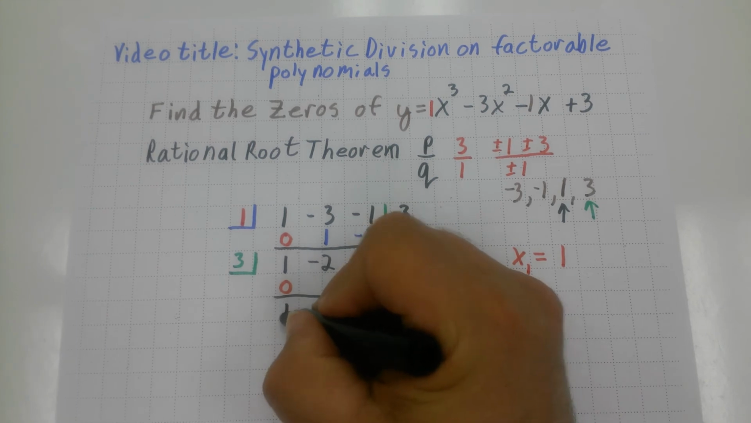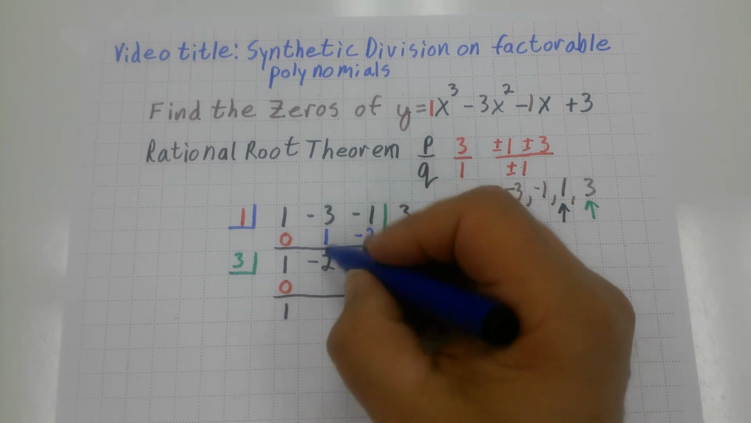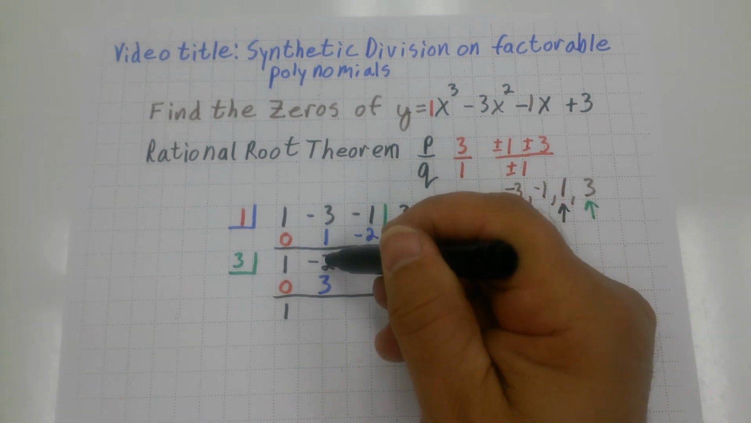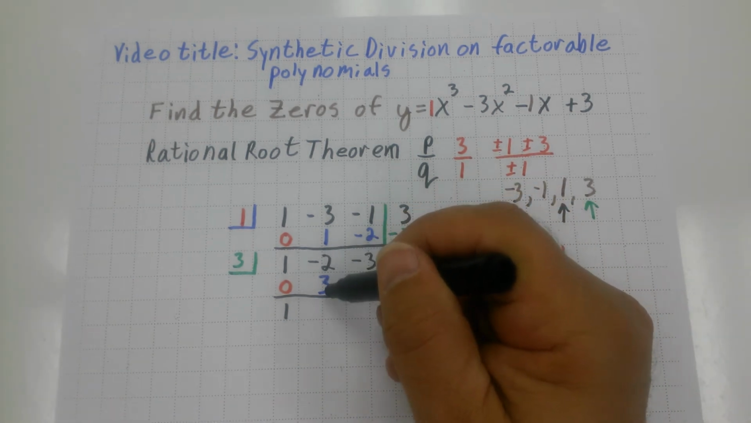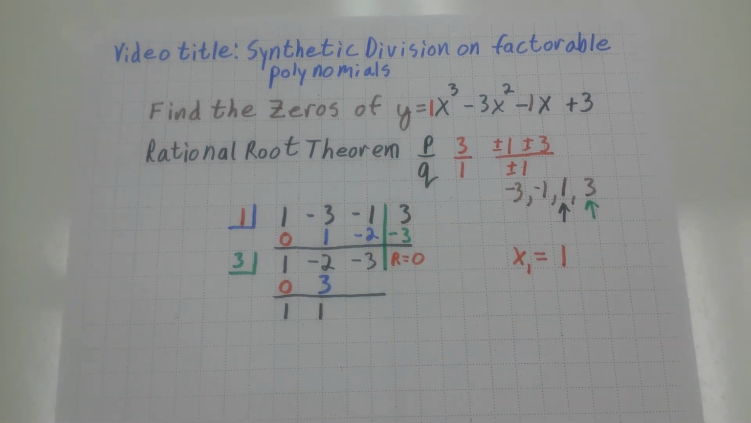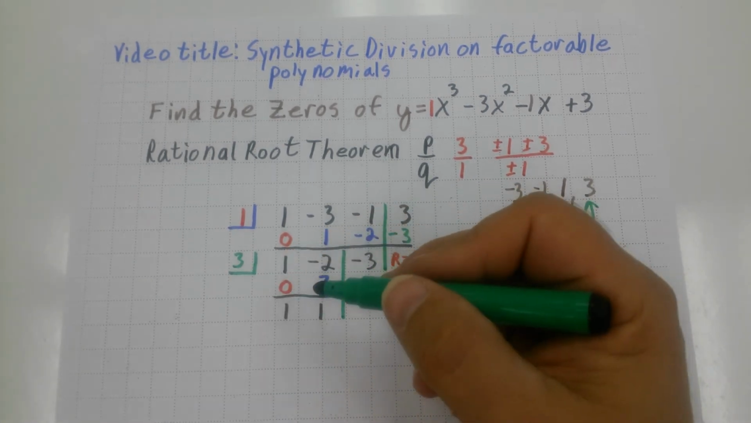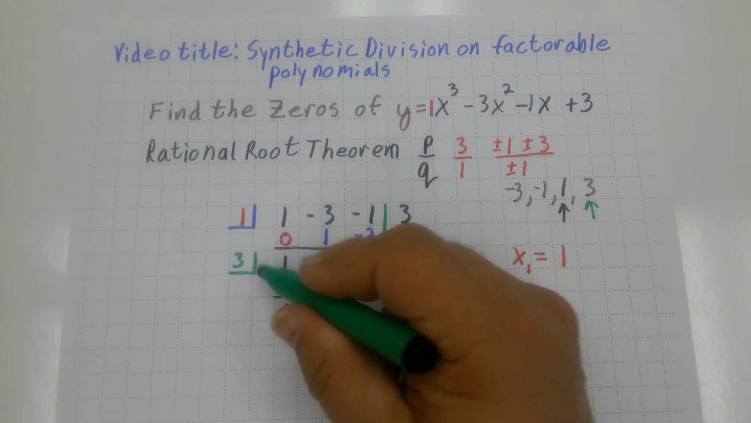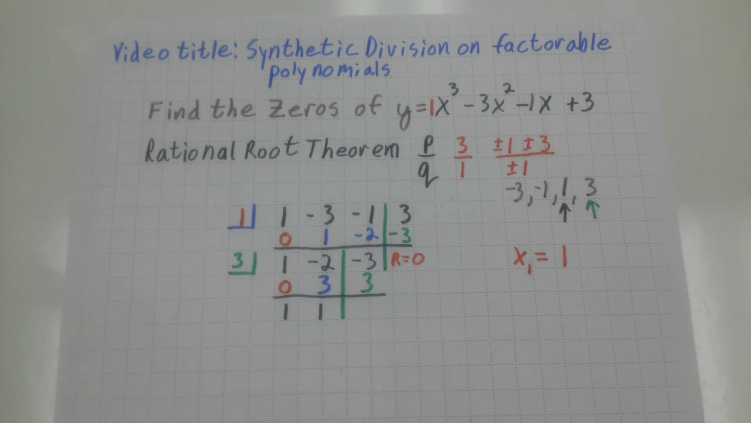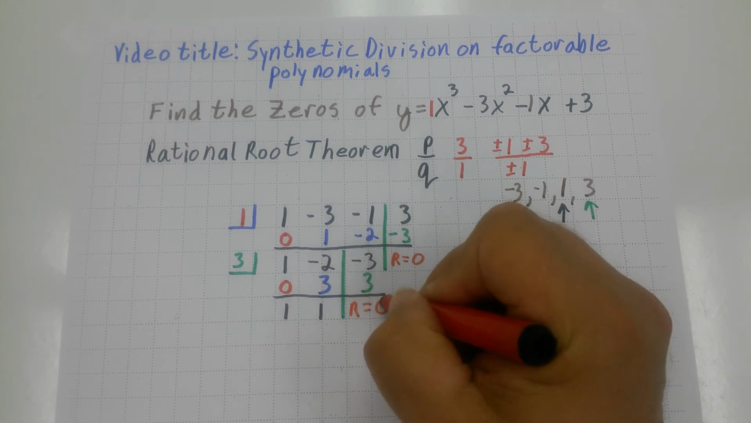1 plus 0 is 1. What's 3 times 1? 3 times 1 is 3. Now, what's negative 2 plus 3? That's going to give me 1. Now I want to slow down and be careful for this final column. 3 times 1 is 3. And notice, negative 3 plus 3 gives me a remainder of 0.